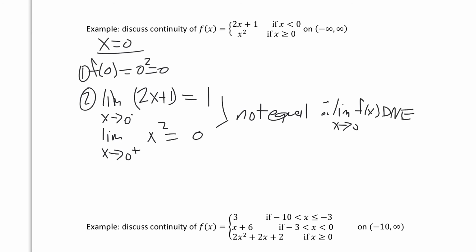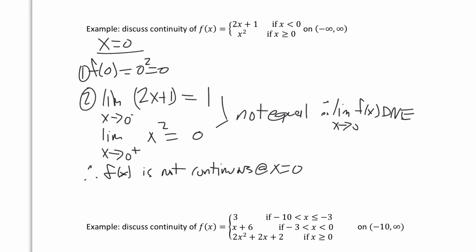And so we don't have to continue on to step 3. We don't have to see if the limit is equal to the function because the limit doesn't even exist. We've already failed. And so therefore the function is not continuous at 0. Therefore f of x is not continuous at x equals 0.